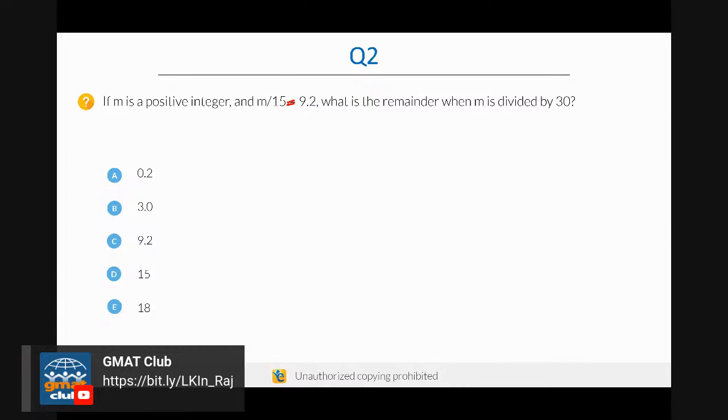And as was the case with the previous question, it's m by 15 equal to 9.2. Just want to make sure that that part is clear.